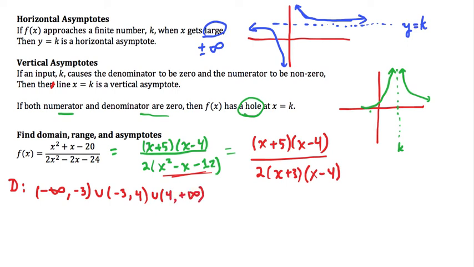So the domain there is done. The range is going to take a little bit more work for us to figure out. Let's look at some asymptotes.